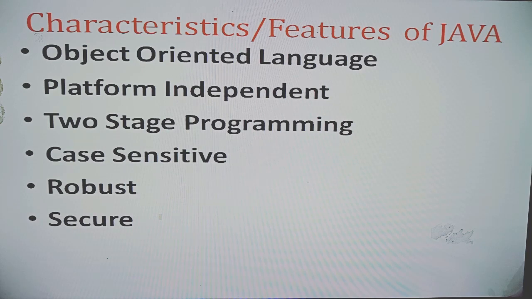Next feature is robust. Robust means Java has inbuilt features like garbage collection, and so it shows robustness. It shows the robustness of a programming language. So there will be proper memory utilization, which also comes under the robustness of Java.